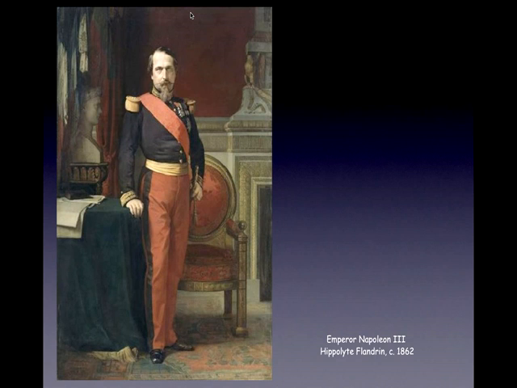And the man he appointed is a man named Baron Haussmann. The reason that Paris has the wide boulevards that it does today, there in Haussmann, no uprisings in small streets, no small barricades. France went to war with Prussia in 1870 and was defeated.